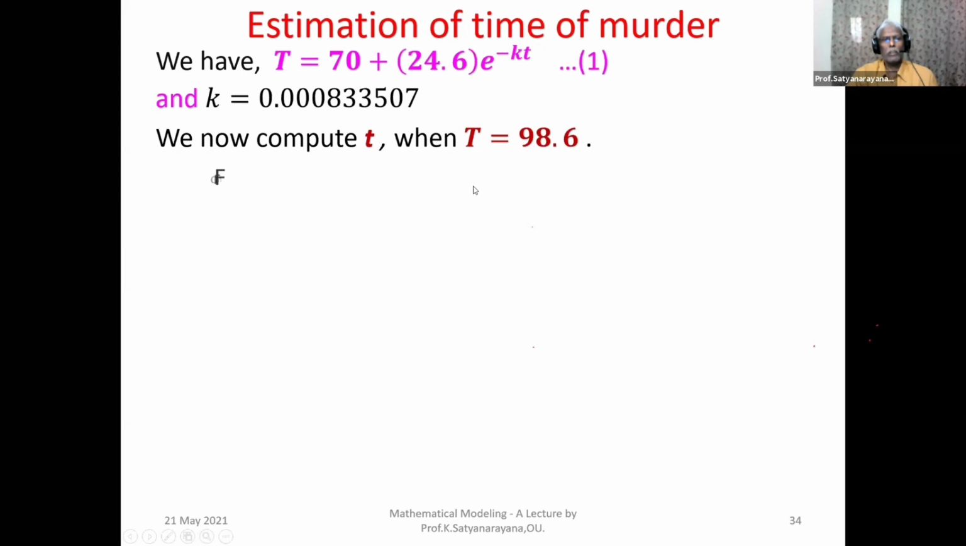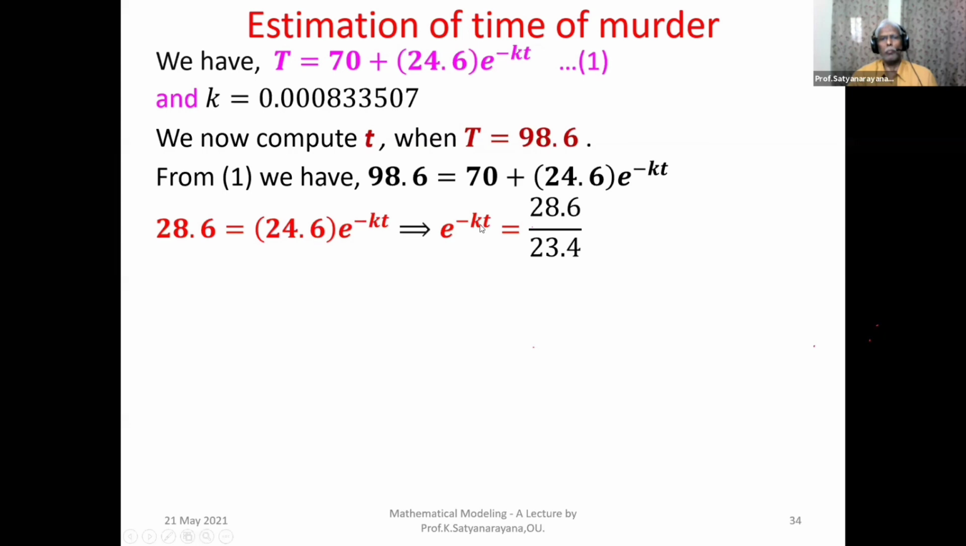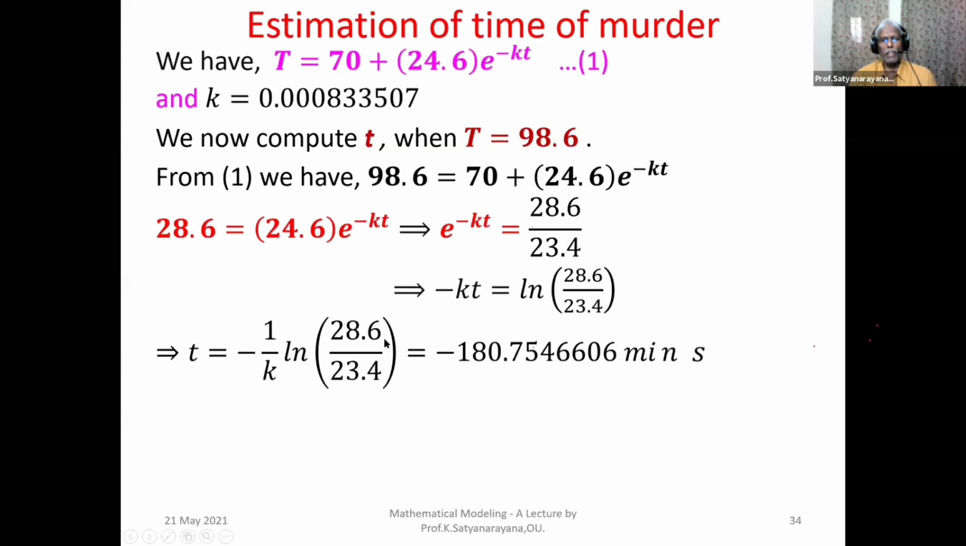From the equation, we have 98.6 = 70 + 24.6 e^(-kt). And k I know, I do not know t. So e^(-kt) = 28.6 by 24.6. So take the logarithms on both sides. -kt is equal to ln of 28.6 by 24.6. What is the time? t = -1/k ln of 28.6 by 24.6.